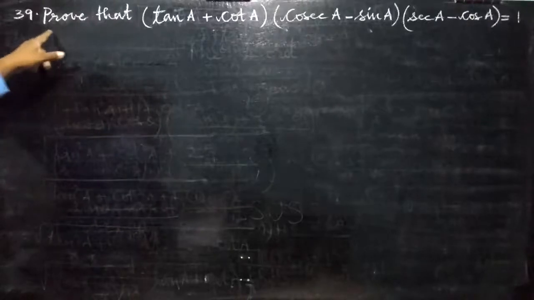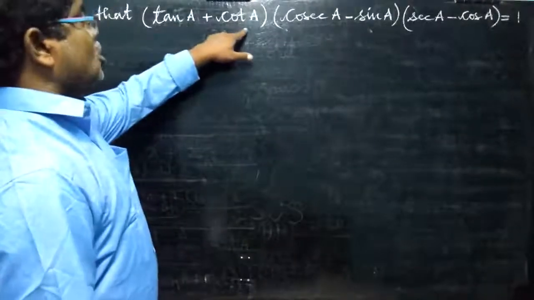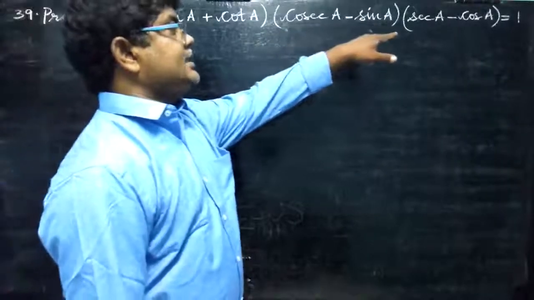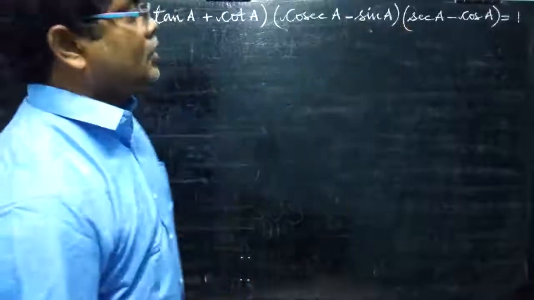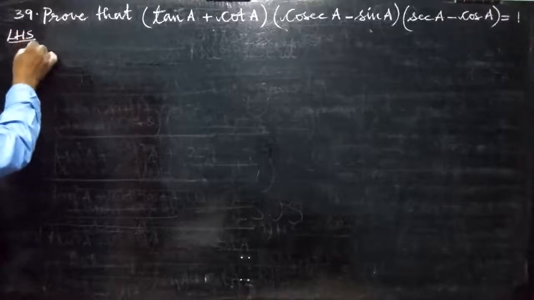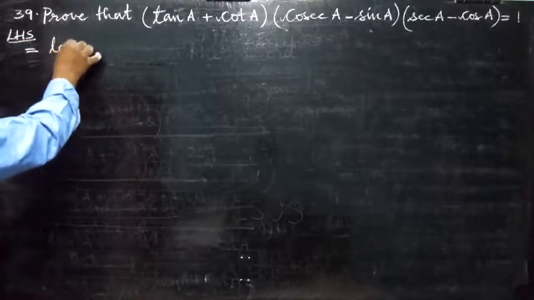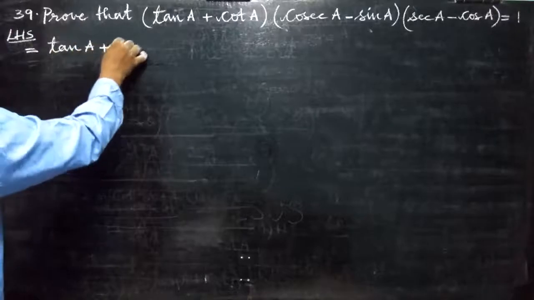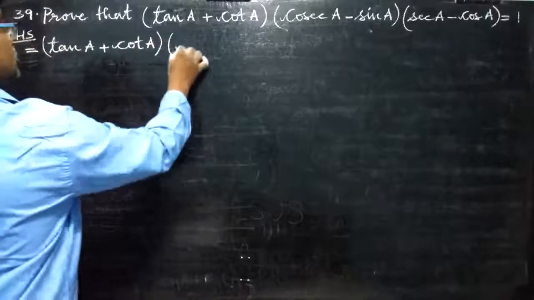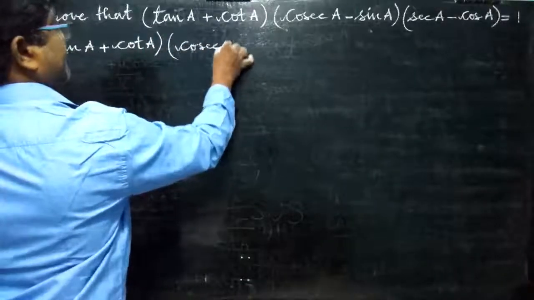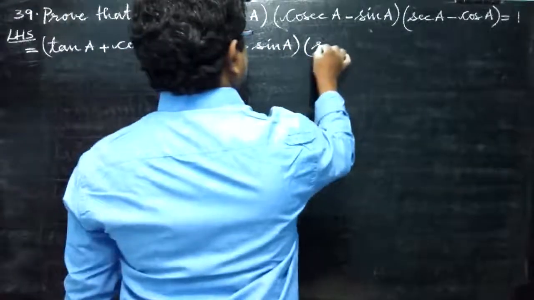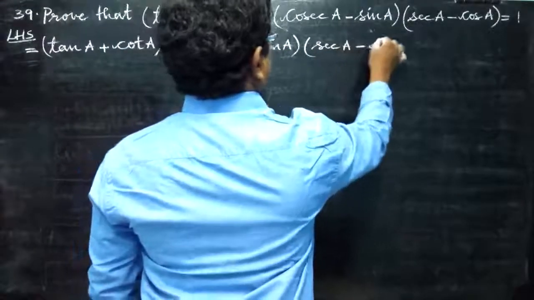39th problem. Prove that (tan A plus cot A) into (cosecant A minus sin A) into (secant A minus cos A) is equal to 1. So LHS, what is given? LHS: (tan A plus cot A) into (cosecant A minus sin A) into (secant A minus cos A).